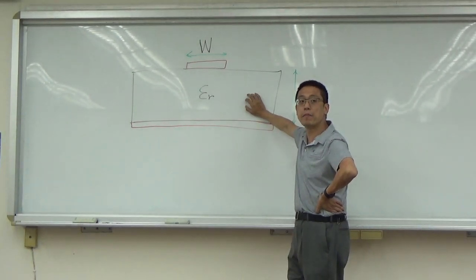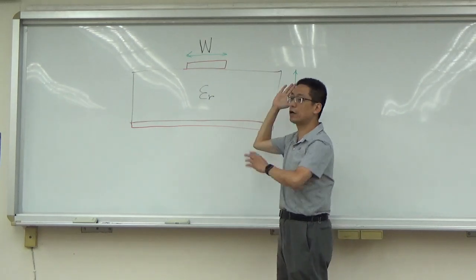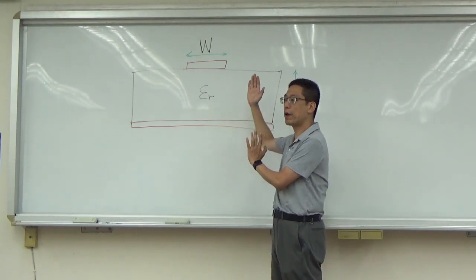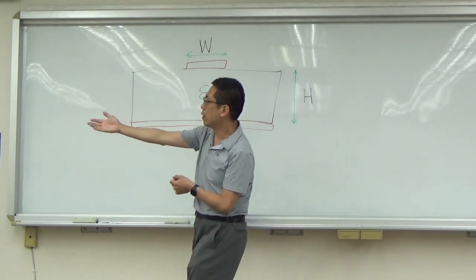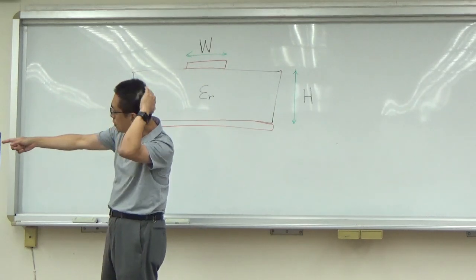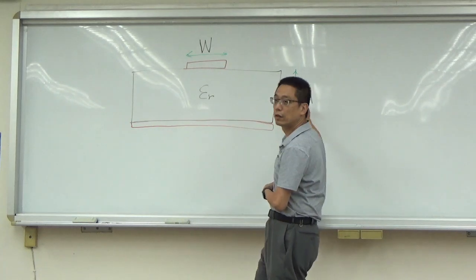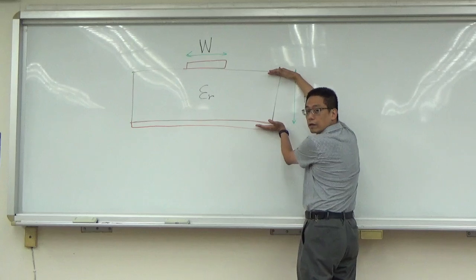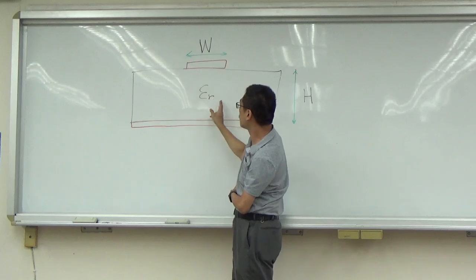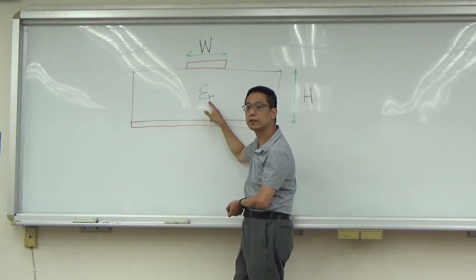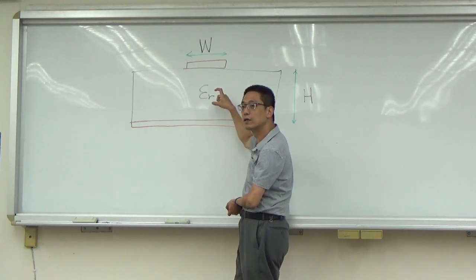Dimension of the microstrip line. This is the physical microstrip line, a cross section of it. If you want to calculate your Vp and your Z0, your characteristic impedance, you will need to know your thickness and the width of your transmission line, and also what the dielectric constant epsilon r is for this microstrip line.